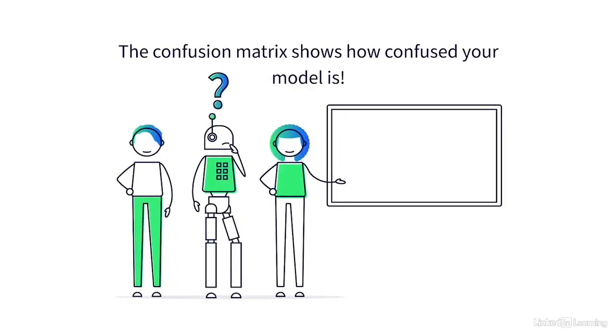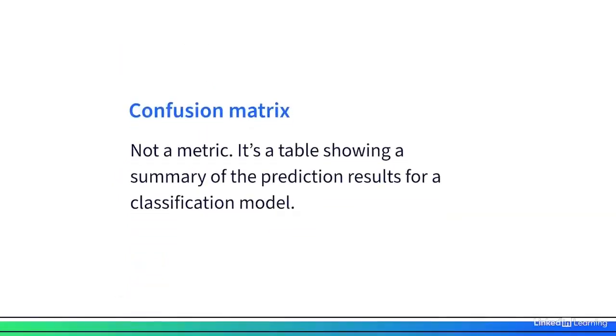Whenever I explain a confusion matrix, I jokingly say that a confusion matrix tells you how confused your model is. That is somewhat true because the confusion matrix evaluates the accuracy of your model. However, the confusion matrix is not a metric. It's a table that shows a summary of the prediction results for a classification model.